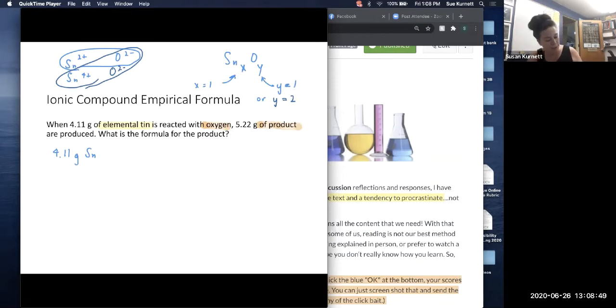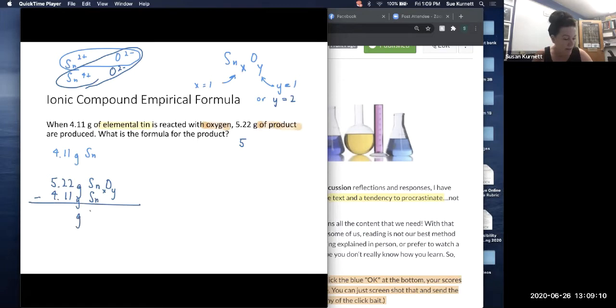Okay, so I know that the product is 5.22 grams and that it contains both the metal that doesn't disappear plus the oxygen that combined. And so if I subtract the 4.11 grams that we know are tin, what's left over is going to be grams of oxygen. This next thing I'm saying is important. So I'm going to do that subtracting. 5.22 minus 4.11 is 1.11 grams of oxygen.